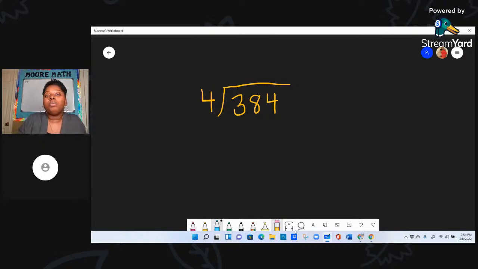So essentially, yes, we're trying to figure out how many times 4 goes into this big number. But what we do is start with the smaller number. Okay. So can 4 go into 3? No. No, right? It's too big. So I'll put an X there. It can't go into it. It's too big. Can 4 go into 38? Yes. How many times?